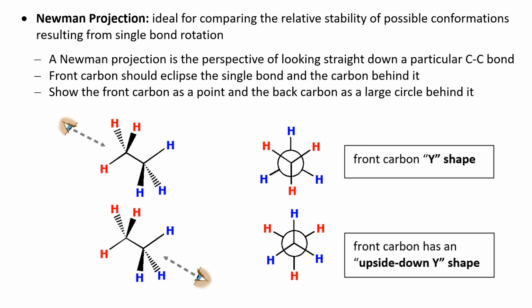All right, so let's really dive into Newman projections, which is going to be the focus of the next several slides. Newman projections are perfect for comparing the relative stability of these different rotational states or conformations. A Newman projection is simply a perspective looking down a particular carbon-carbon bond axis. So we're going to look at our molecule C2H6 again.